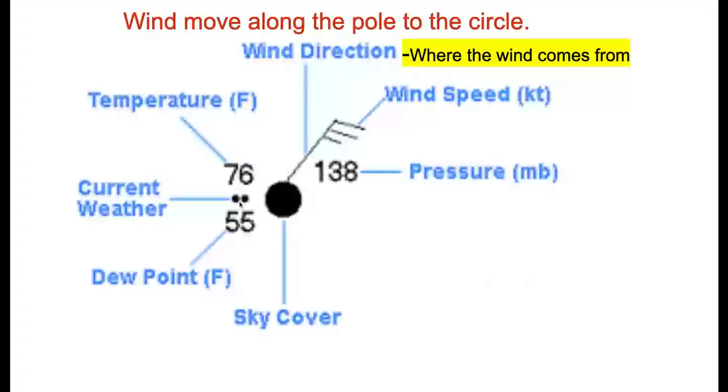Since the temperature is higher, it's hard to condense, so we can see the current weather is very light rain. So you can see 2 dots. If it's snow, that's a snowflake. You can see the symbols in the next slide.